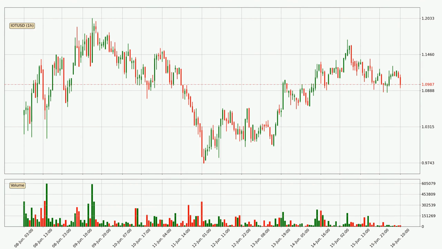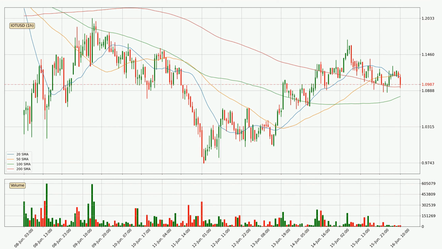Looking at the IOTA hourly time frame, the price moved down around 2.6% in the last 24 hours, with a current price of 1.1. However, the volume wasn't especially high, so this move wasn't very strong.